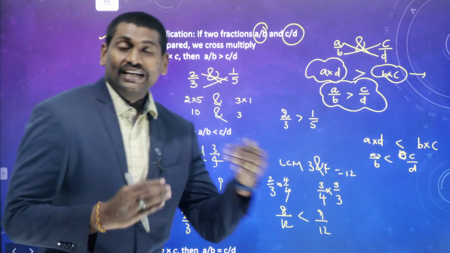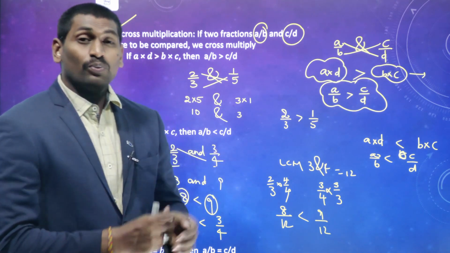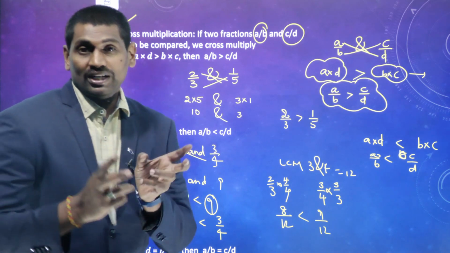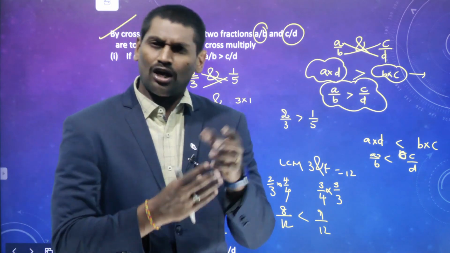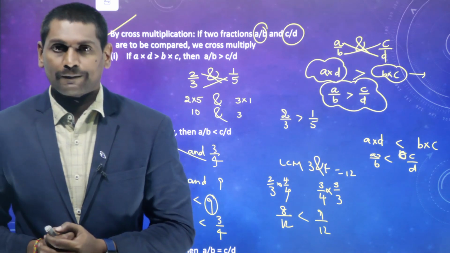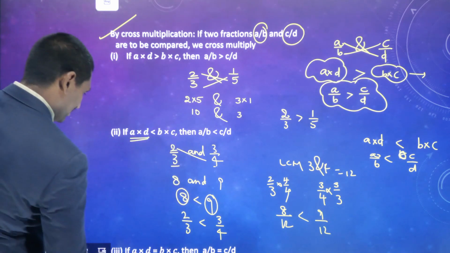Because we can neglect the denominators, once the fractions become like fractions, we are just comparing the numerators. If the first numerator is greater than the second one, obviously the first fractional number is greater than the second fractional number. Clear? Right.